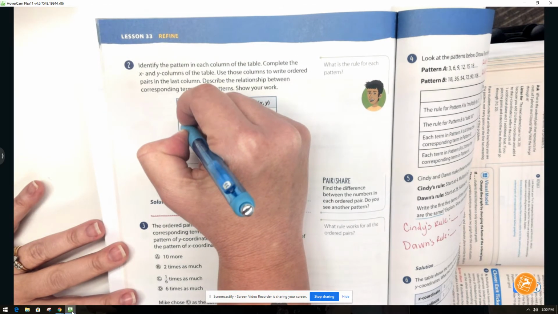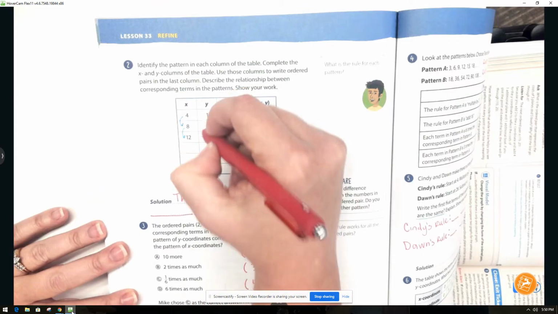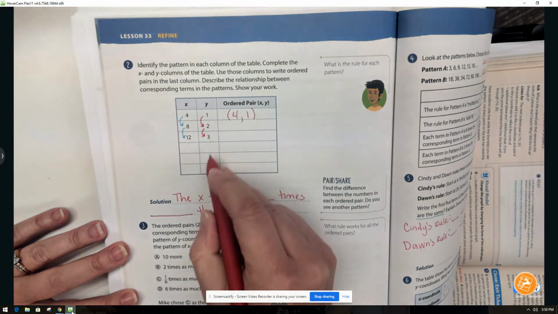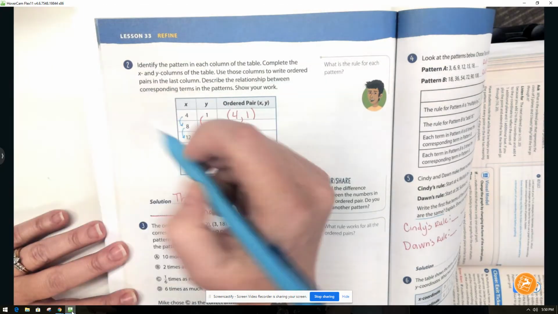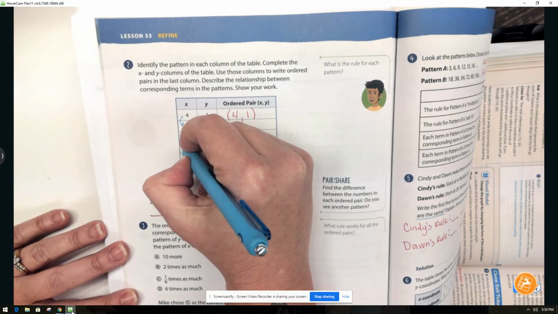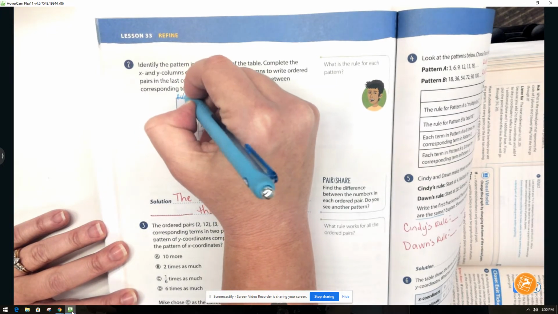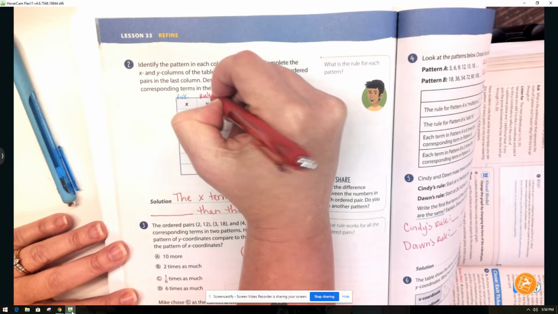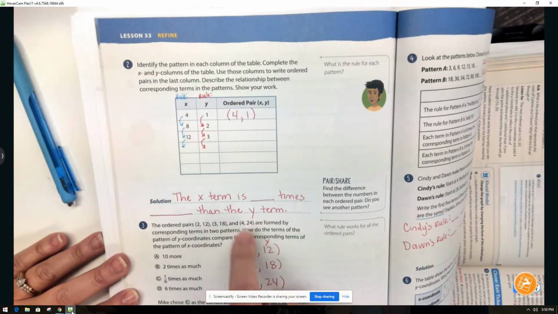Remember that you're looking at the rate of change from one term to the next in order to figure out what the rule is to complete the table. So if you go from here to here, what is the next number going to be? You might want to write in what your rule is for that term and what your rule is for this pattern. Figure out what your rules are and then write your ordered pairs.